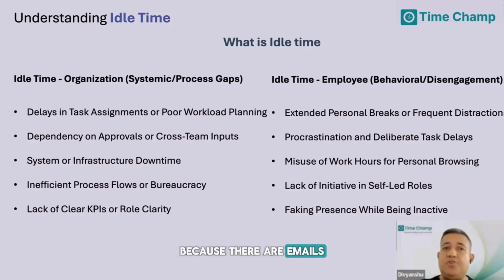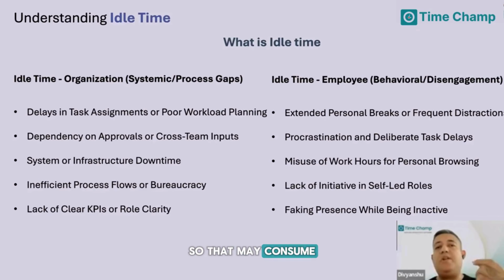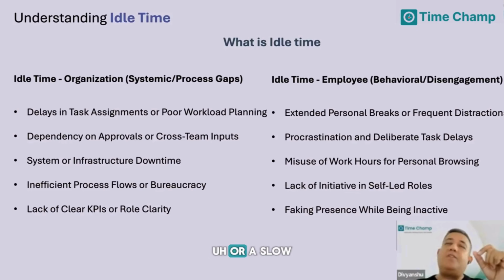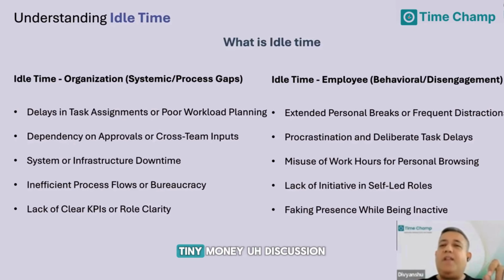Because there are emails which you send. Just before you send the email, you would like to proofread the subject and the content of the email to make it more intelligent, to make a better impact. So that may consume a little bit of idle time. That is where idle time is not always bad, but it is one of the elephants in the room. And why I call it the elephant in the room is because there is only a swift or slow, tiny discussion around it, and confusion around it. And that's what we are trying to solve here today.